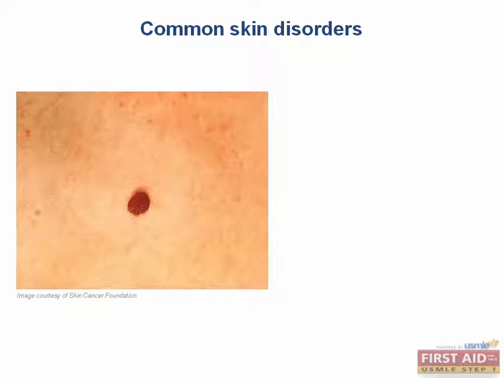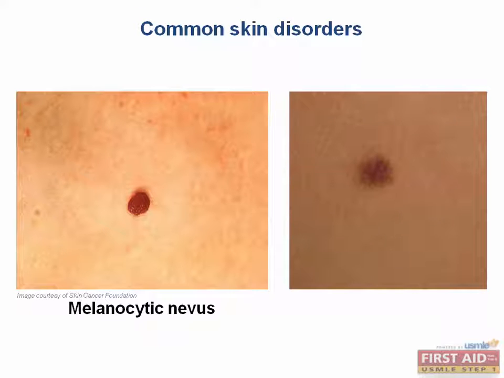Now, what is this? Well, it's a mole, or a melanocyte nevus. Most of the time, these are benign, but every now and then, a melanoma can originate from a melanocyte nevus. How would you describe an intradermal nevus? It's papular because it's solid and raised. Now, what is this? It's a junctional nevus. Now, how would you describe it? As a flat macule.